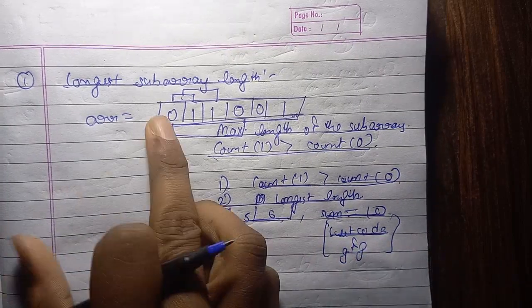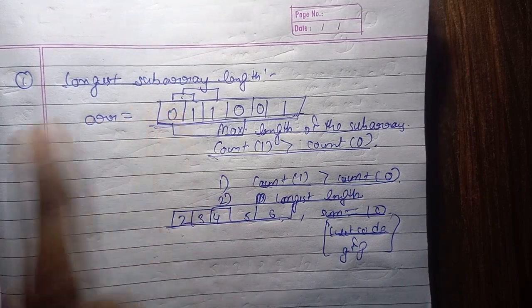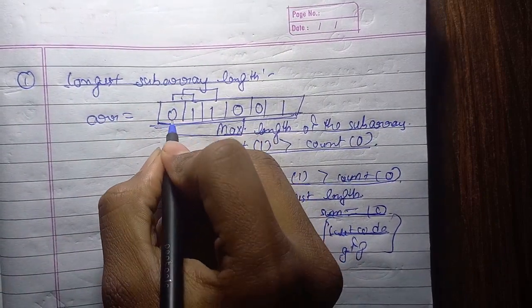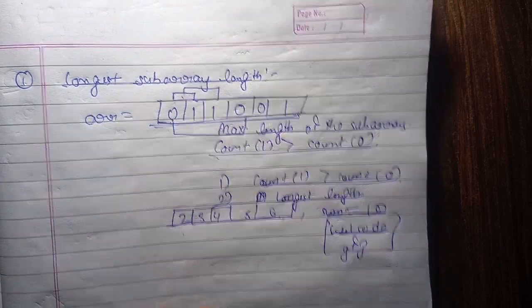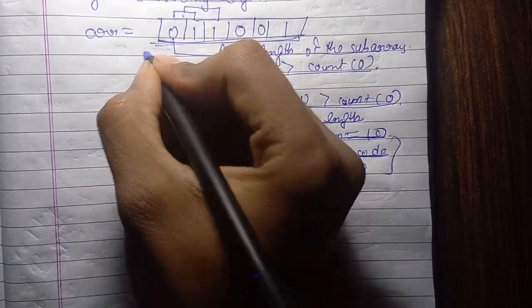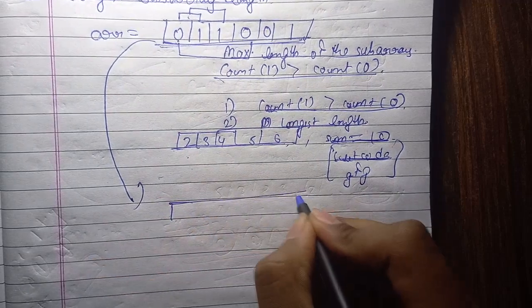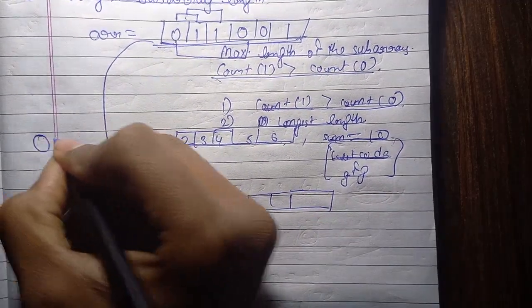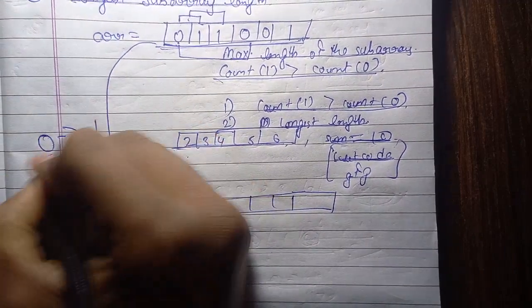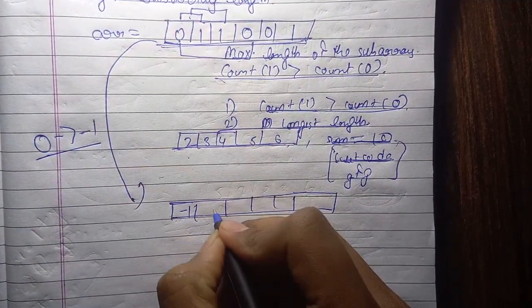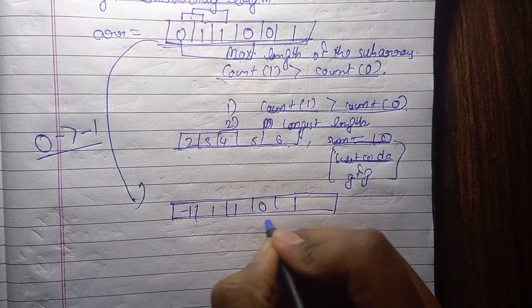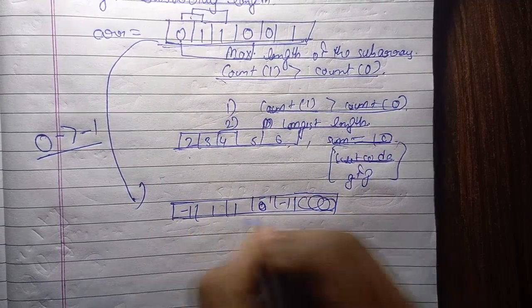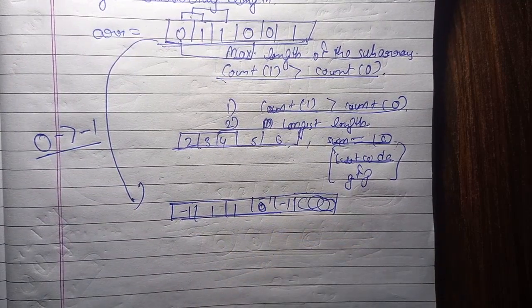So what would I do in the first approach of this question? I will convert all the zeros of this array into -1. Let me do this. Here I am going, and my updated array would be like this. I will convert all the 0s to -1. So here we go, -1, 1, 1, -1, -1, and 1. Now my updated array would be like this.